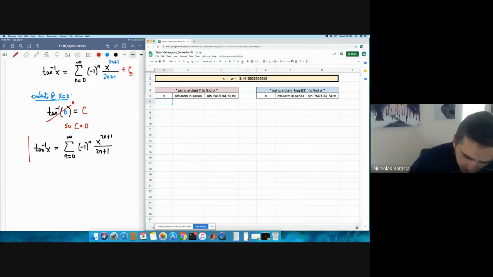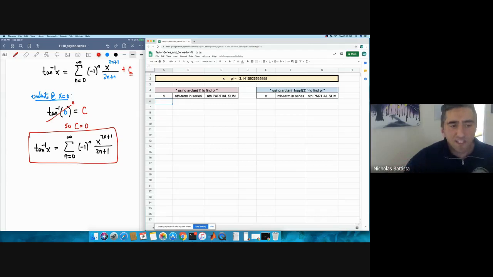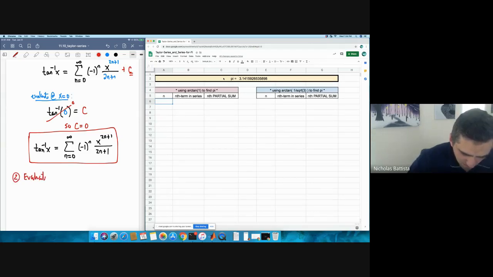And we're going to use this relationship basically to help us find series representations of the number pi by choosing clever values of x. And the clever values of x we're going to choose are basically values of x for which we know the arctangent. So let's just jump right to that now. So number 2 that we'll do, evaluate at particular x values.